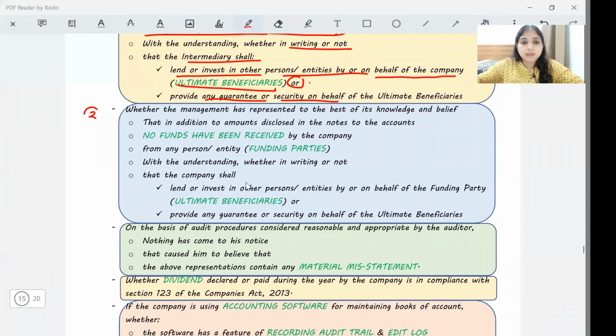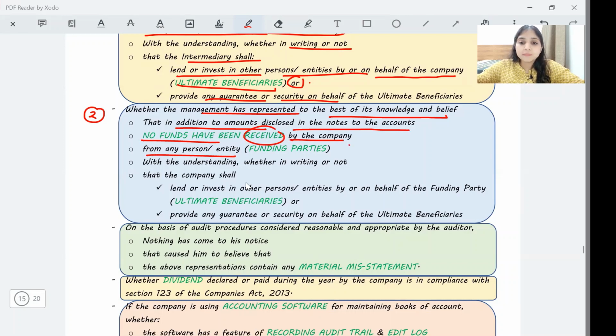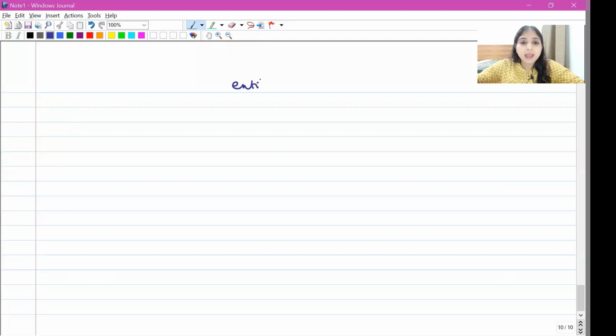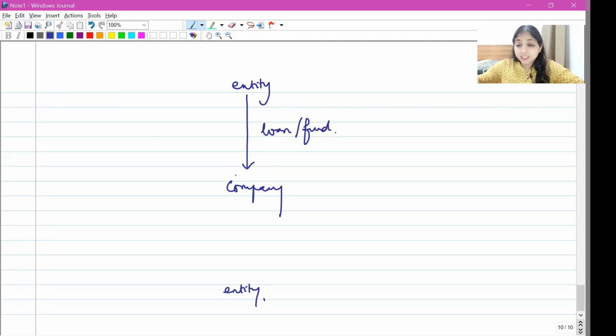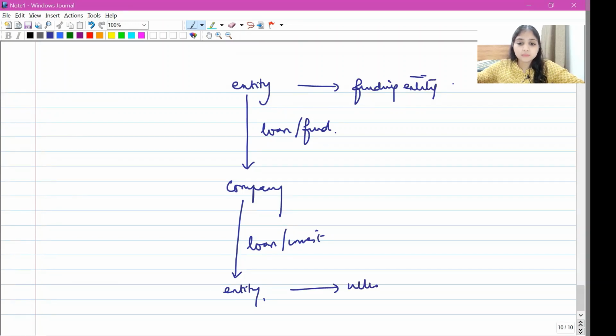Similarly, point number 2, whether the management has represented to the best of its knowledge and belief, in addition to the amounts disclosed in the notes to accounts, no funds have been received by the company from any person or entity called the funding parties, with the understanding that the company shall lend or invest in other persons or entities on behalf of the funding party or give guarantee. Basically, here I'm talking about a scenario where I have an entity, I have the company, and I have another entity. This entity is giving some loan or funds to my company under an agreement that the company shall forward the loan or invest that money in this other entity. This first entity will be called the funding entity, and the second entity will be called the ultimate beneficiary.